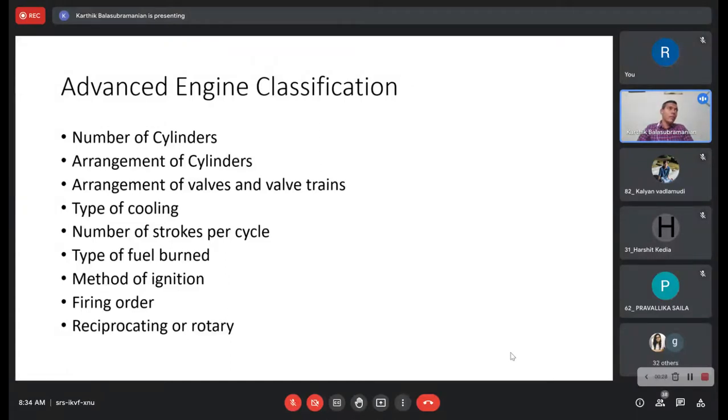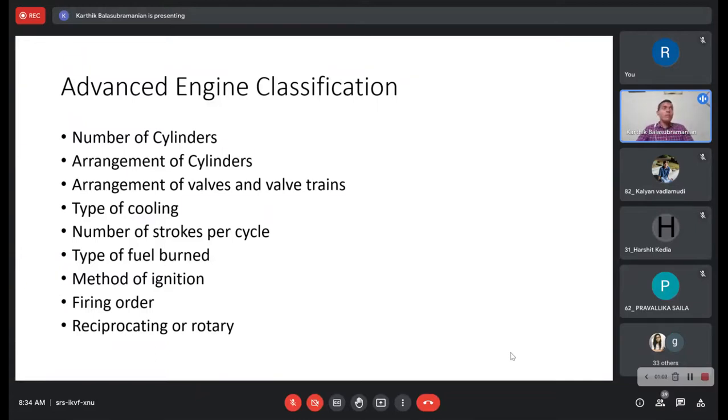And then classification of engine can be based on arrangement of these cylinders. How are they arranged? Are they arranged in line, one after the other, in a row? Or are they arranged in a V shape, right? Or are they arranged vertically opposed or horizontally opposed or in a rotary manner? There are several different arrangements of cylinders that are possible, right? So based on that also you can classify engine.